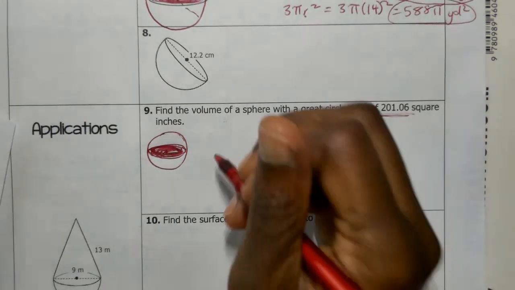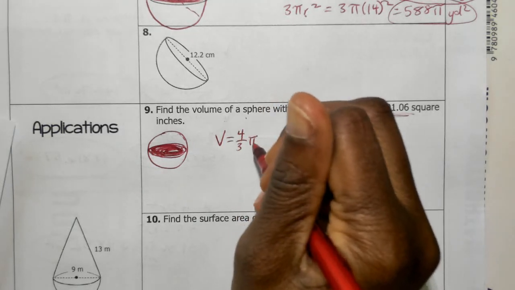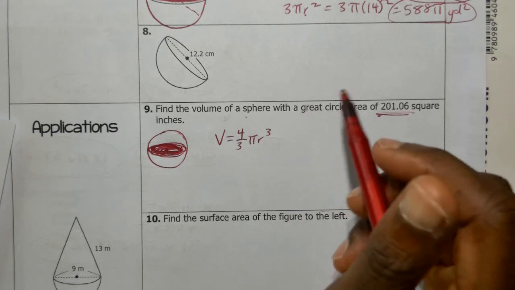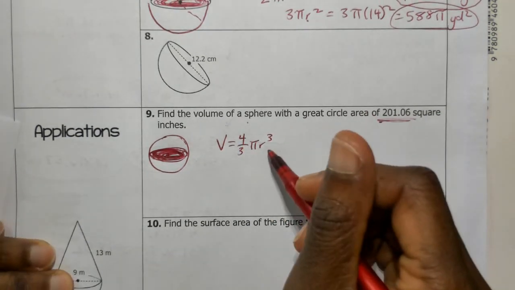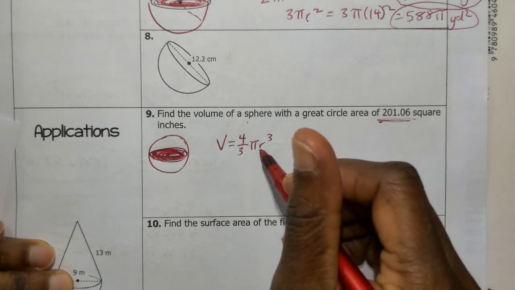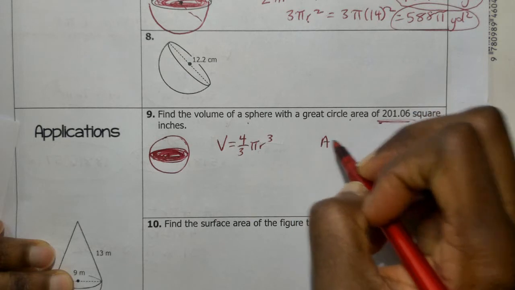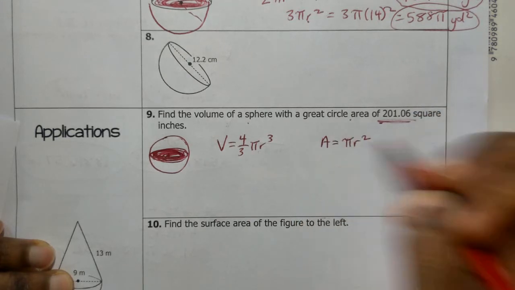So for volume, the volume of a sphere is 4/3 pi r cubed. That formula is just from the front. It's also on the formula sheet for the EOC. So 4/3 pi r cubed would be our formula, so we need to figure out what the radius is. So if we know the circle's area, and we know the area of a circle formula is pi r squared, we can work backwards.